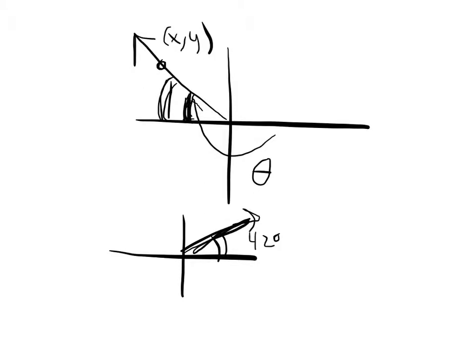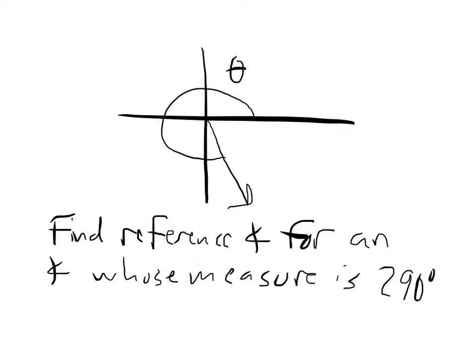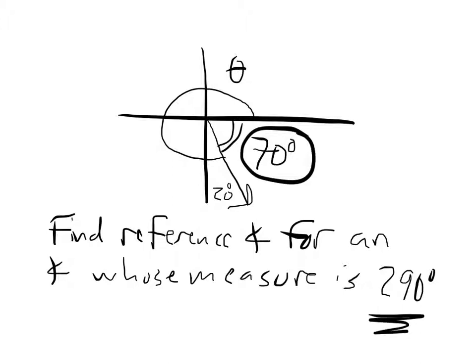One more example. Suppose you're asked to find a reference angle for an angle whose measurement is 290 degrees. So 290, I'm going to go around past 270, 20 degrees past. So I'm 20 degrees here. The nearest x-axis ray is right here, so my reference angle is 70 degrees. So my reference angle for a 290 degree angle is 70 degrees.